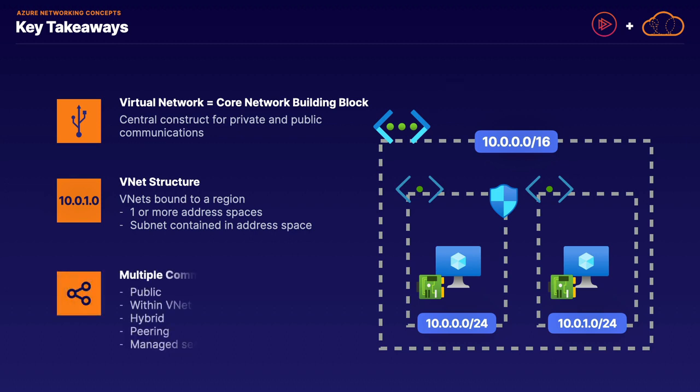And then finally, we took a high-level preview of the variety of network communications that we are going to discuss in more detail throughout this course, which includes public communications, communications within a single virtual network, hybrid communications, peering connections, and a variety of managed services. This is going to conclude our initial introduction of Azure networking concepts. Let's now move on to our next introductory lesson and take a closer look at IP addressing within Azure, and I'll see you in the next lesson.